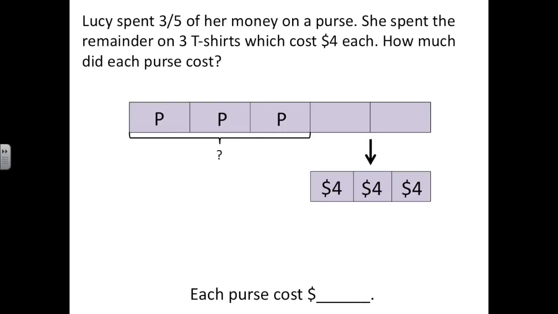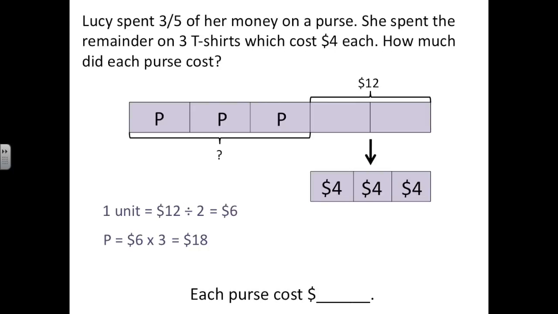Now I know that if each one of those is $4, those 2 units up above equal $12. Now I can find what 1 unit equals. 1 unit equals $12 divided by 2, or $6. Now that I know what 1 unit equals, I can find the value of P. P is 3 units, so P equals $6 times 3, or $18. Each purse cost $18.